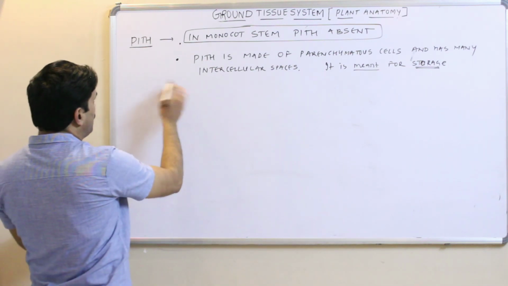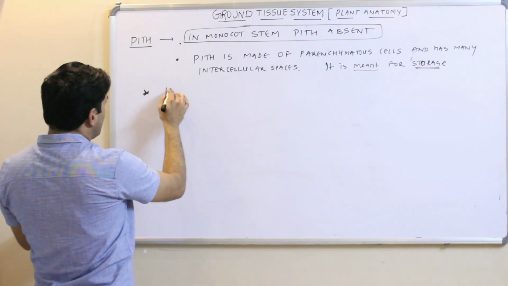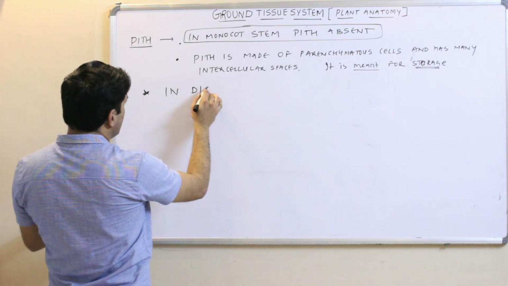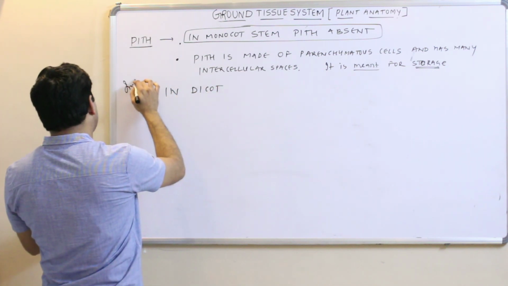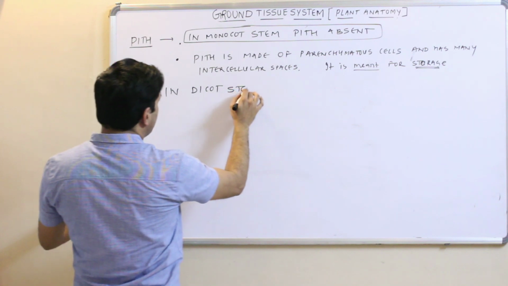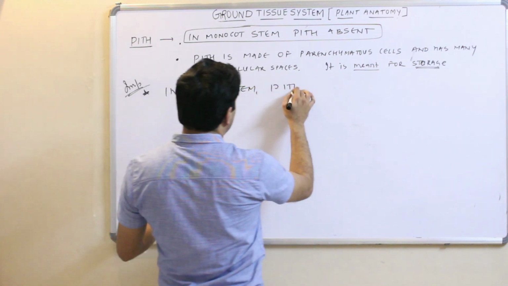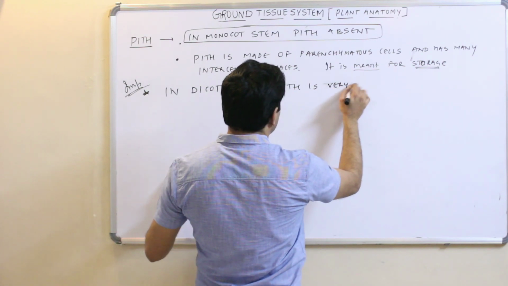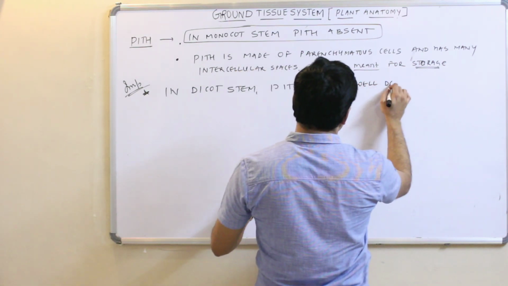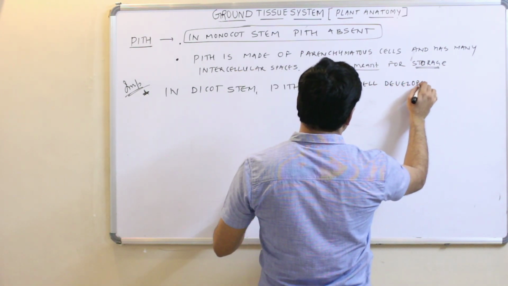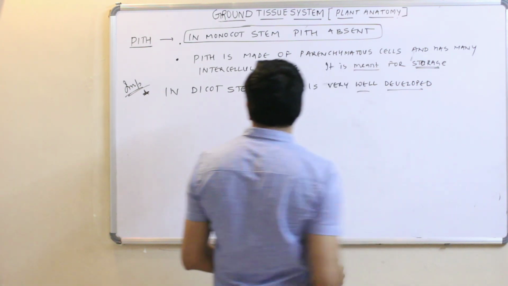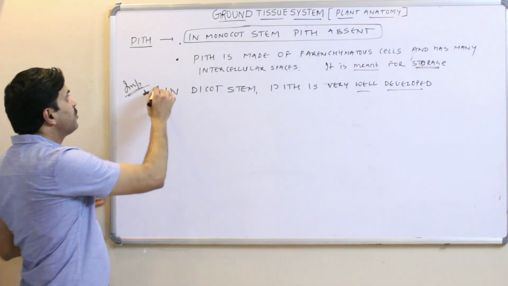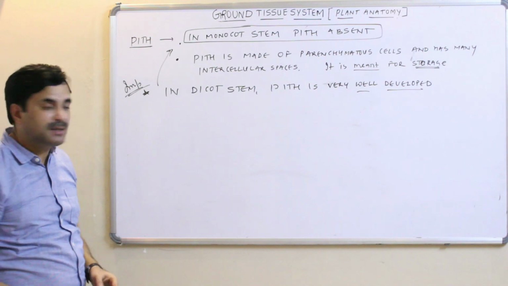Fine. Now, in dicot stem, very important. In dicot stem, pith is very well developed. In dicot stem, it is very well developed. In monocot stem, it is absent.